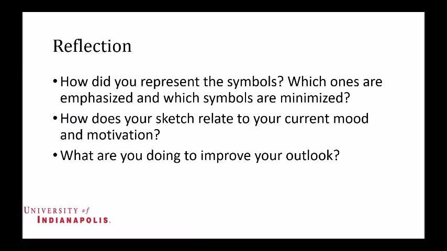And which ones are emphasized and which symbols are minimized? I could definitely see that the clouds were emphasized in mine. There were really big clouds off to the right-hand side, sort of getting smaller as they moved towards the sun. And the sun was off to the side. The stars were certainly minimized. They were really small, especially near the clouds, with only a couple of large ones kind of gathered at the left corners.